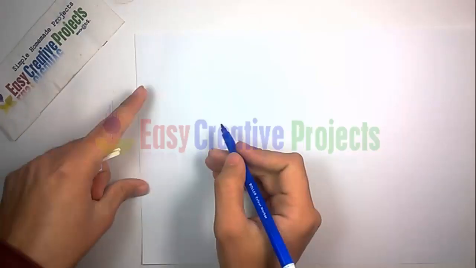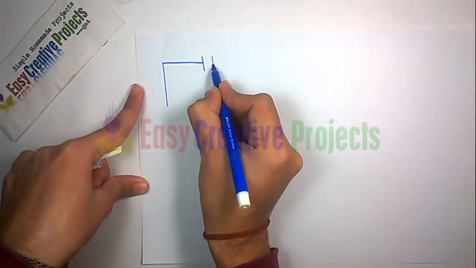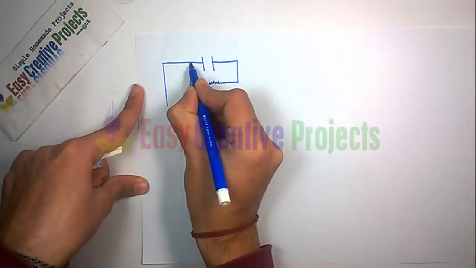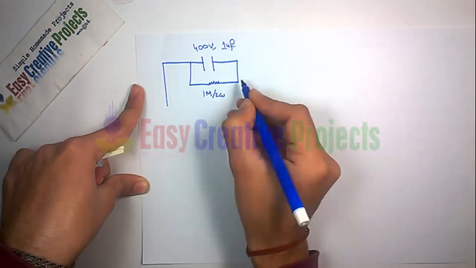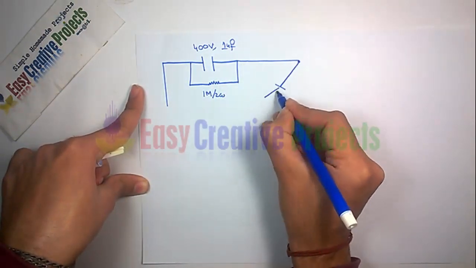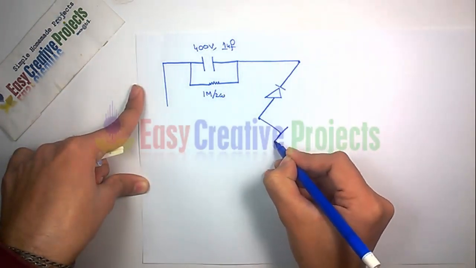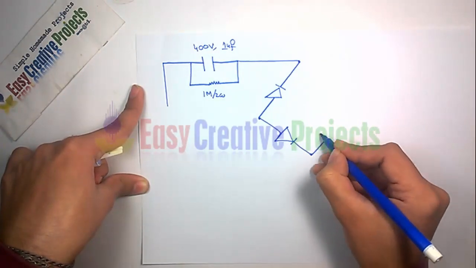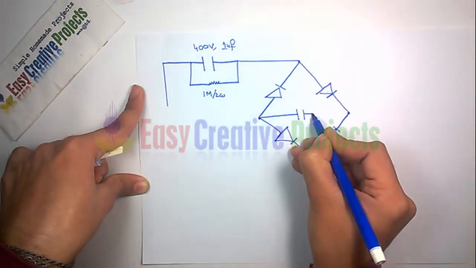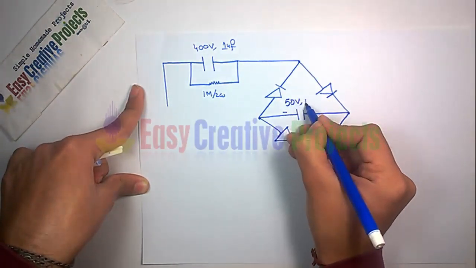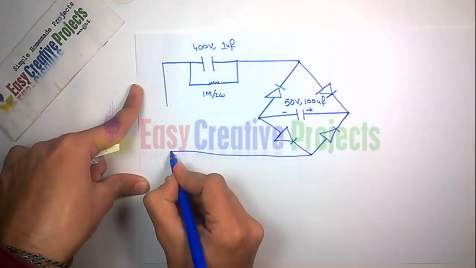First make circuit diagram. Connect 400 volt capacitor with 1M resistor. Now connect 4 diode. Now connect 100 microfarad capacitor with diode.